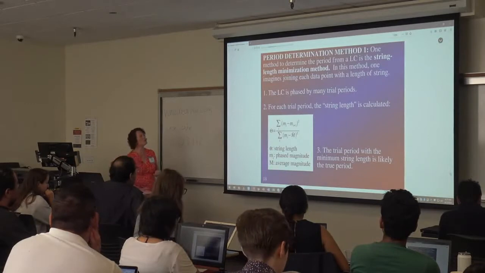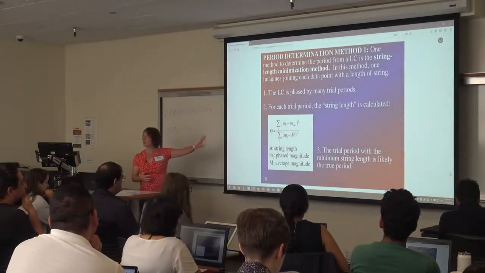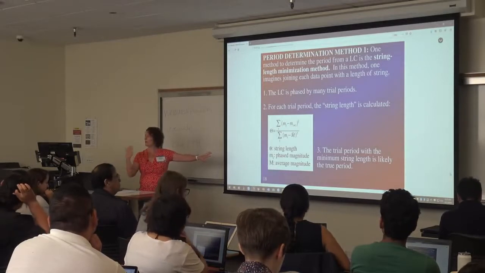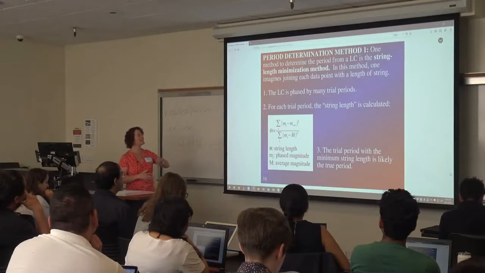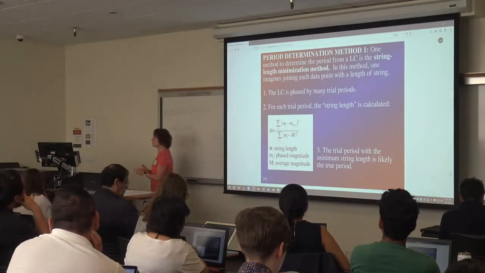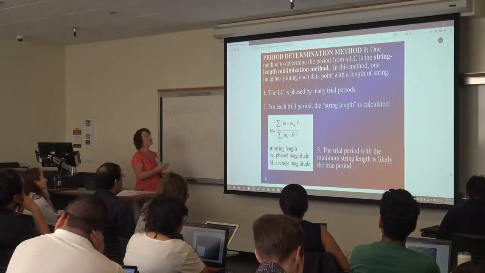So period determination methods. So we're going to have several of these here. Again, don't worry too much about getting the equations down, because we'll have them in the Python notebook for the ones that we're going to be having you working with, and you'll be able to look at the slides later. So the first period determination method I want to talk about is called the string length minimization method.